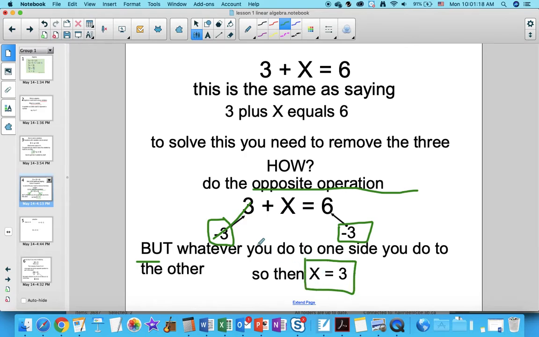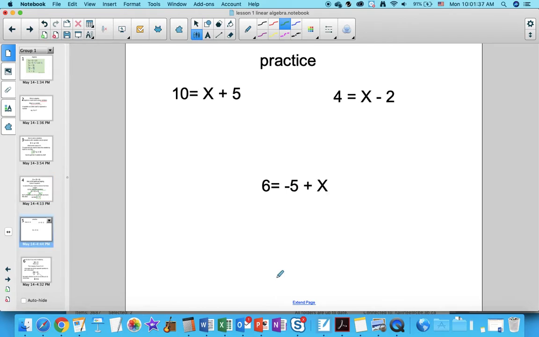You look at the operation, you go, what operation am I doing? And you do the opposite of that with the same number. That way you get rid of it, right? Because 6 minus 3 is 3. This is 0. X is now by himself. X equals 3. And that's how you do it. So pause the video and try these questions.